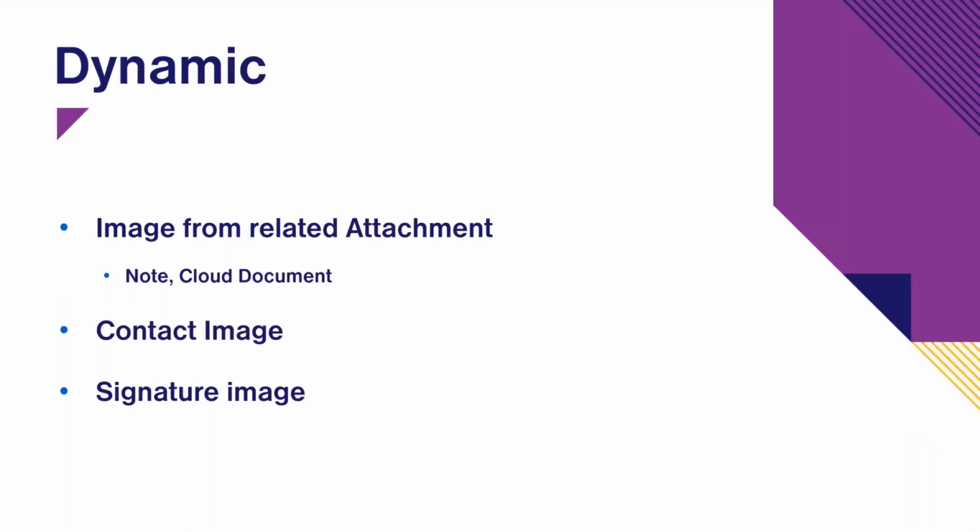Then it is possible to use dynamic images. In this case, you can use an image from a related attachment entity, for example, from a node or a cloud document, and have a different image for different records. For example, you can use a contact image, so an image of a contact that you have in your CRM in, let's say, a contact overview report, so information about the contact and his picture. So each record will have a different image, of course.